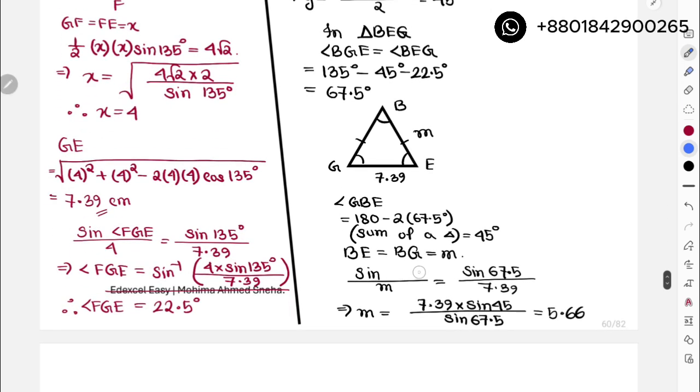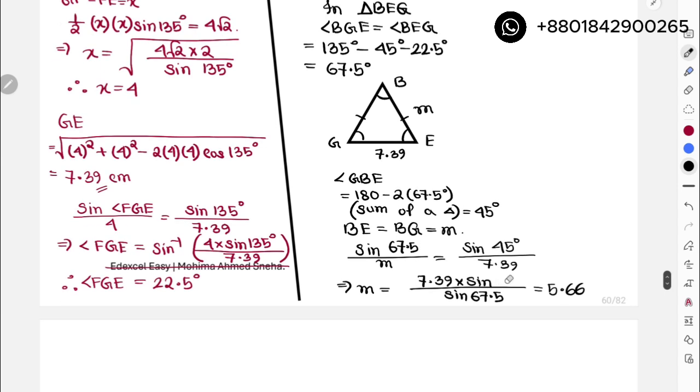Sorry, I actually made a mistake. These angles are going to be different. Over here, you're supposed to have 45 degrees, 45 against 7.39. And at this point, you're supposed to have the 67.5. And from there, you get 7.39 sine 67.5 divided by sine 45, and that restores your value as 9.66, not 5.66.